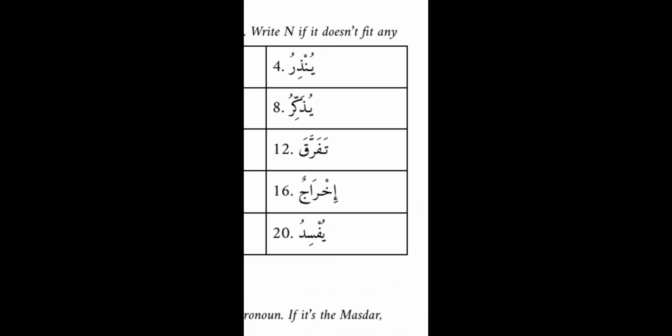Okay, yundhiru. Is this a fail or an ism? This is a fail. Then what type of fail is it? Is it a past tense or a present? Present tense. Okay. Why? Because of the ya beginning and the u ending.